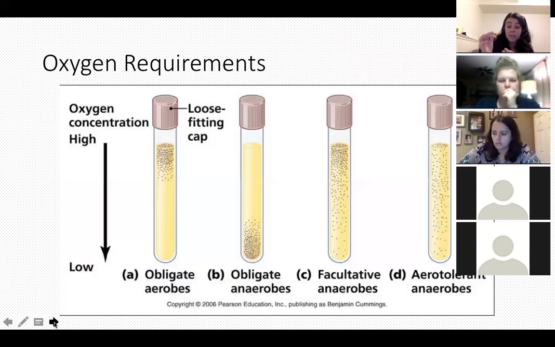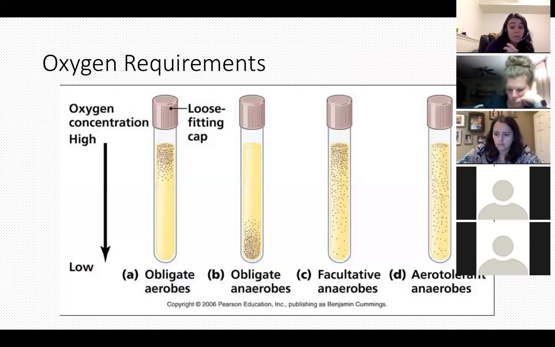So the cap on the top is fitted loosely, which means gases can diffuse in and out, and some of that oxygen will diffuse down into the agar. After incubating it, if you see growth only at the top, that tells you that your bacterium is an obligate aerobe. That means it has to have oxygen in order to grow and survive. If it doesn't have oxygen, it will die.